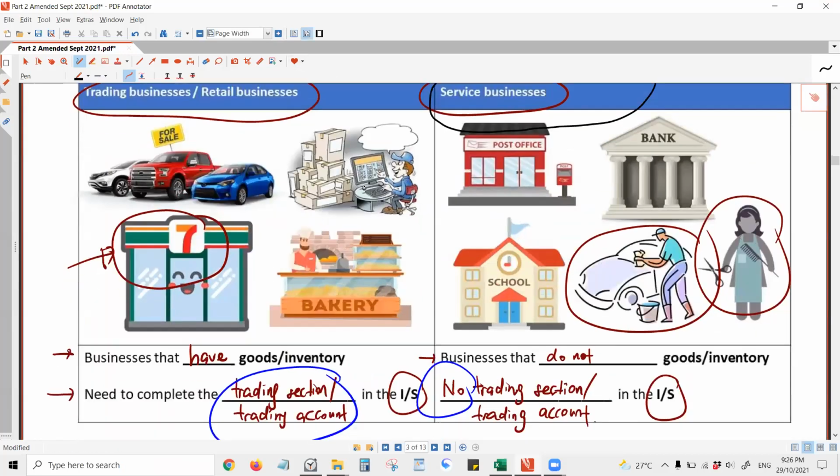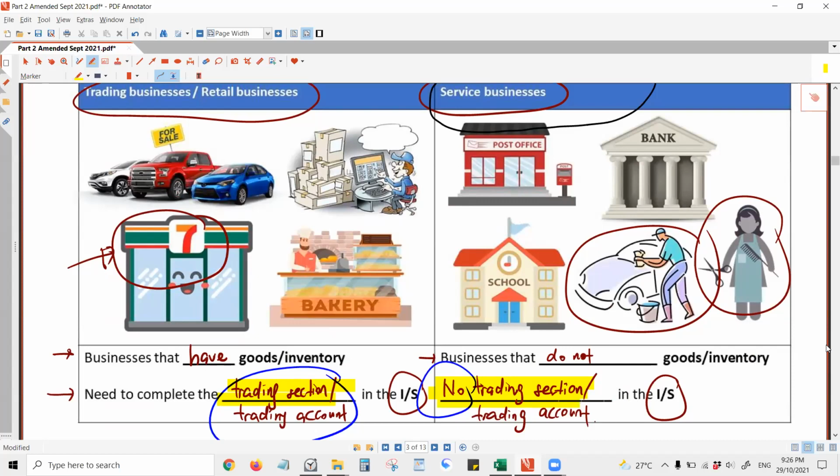Focusing on this table that you have in your notes, for trading businesses, they need to have the trading section. So recall, what is trading section? Trading section means the income statement first part, starting with revenue all the way to gross profit. For service businesses, do you need to have trading section in the income statement? Answer is no. No trading section because they don't have goods. They don't have to find out how much money they have made from selling their goods because they don't have goods anyway. Get the idea?